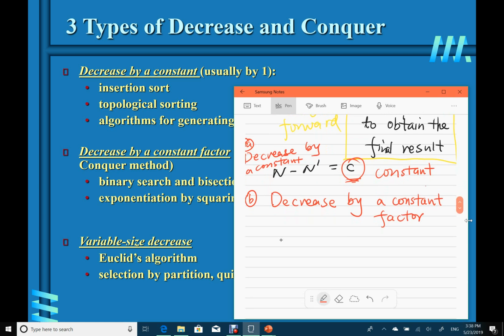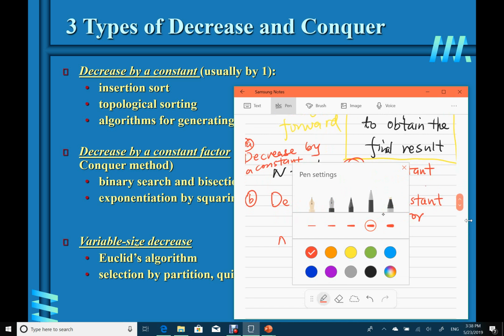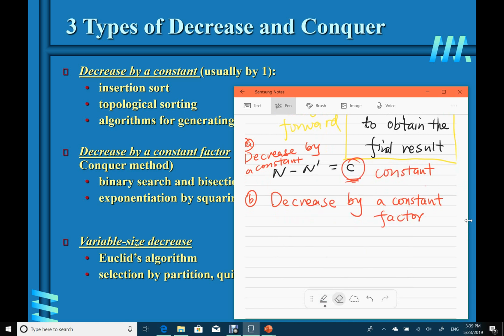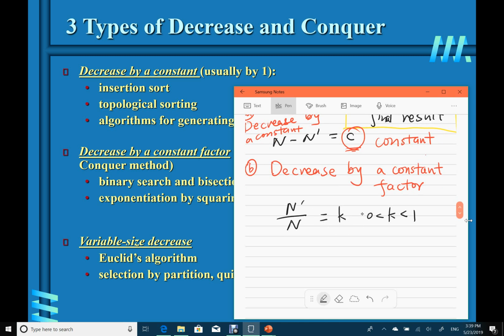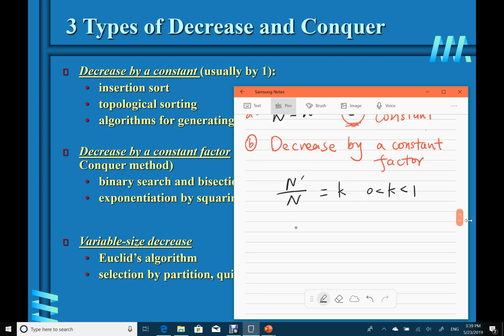Corresponding to n prime divided by n being some constant, let's use k to represent it, where k is smaller than 1 and larger than 0. In every iteration, when you reduce the problem, you reduce by the same ratio. For example, you have a sequence A1, A2, to AN, and you want to sort this sequence. Every time you reduce it to half.